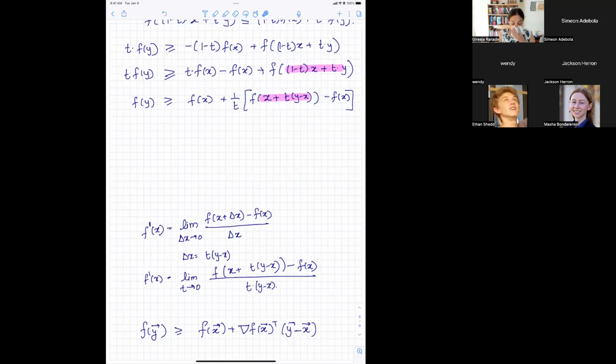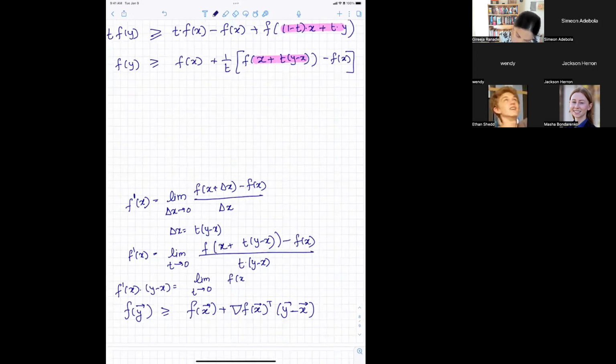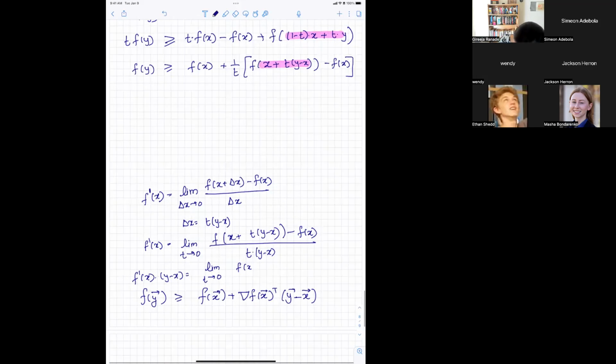So if this is f prime of x, what can I further say? That means that if I take this and move it to the other side, this is not part of the limit, so I can pull it out. So I can say f prime of x times y minus x is equal to the limit as t tends to 0 of f of x plus t times y minus x, f of x is not a vector, minus f of x, whole divided by t.